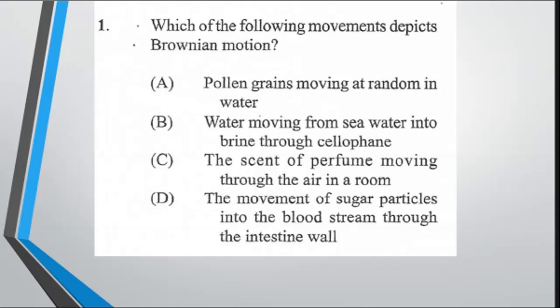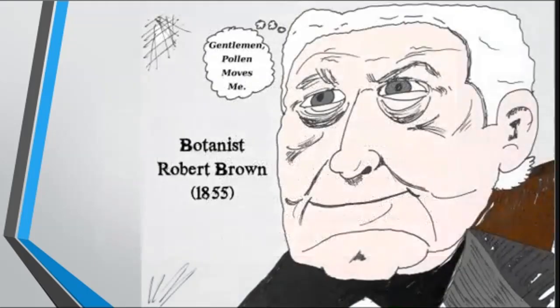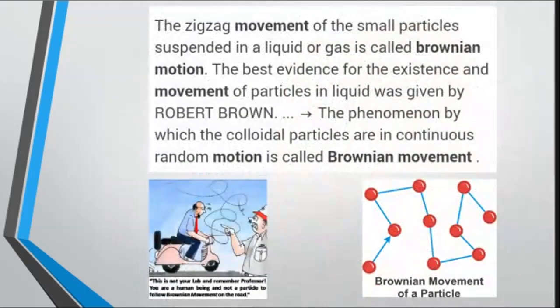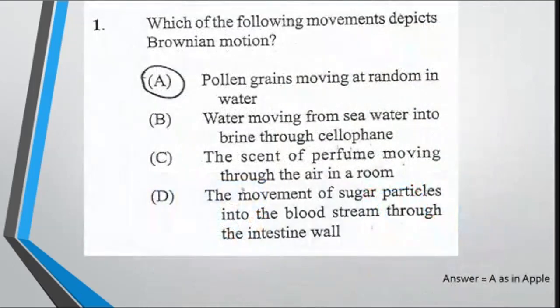When we look at the second option, water moving from seawater into brine through cellophane, no, the cellophane acts as a membrane, and water moving from one part to another is the movement of water, that's osmosis. The scent of perfume moving through the air in a room, that is diffusion. And the movement of sugar particles into the bloodstream through the intestine walls would require some form of energy. It might be active transport of some kind. So B, C, and D are not our options. That leaves us with A. A as in apple is our answer to this question. All right, so number 1, A is our answer.